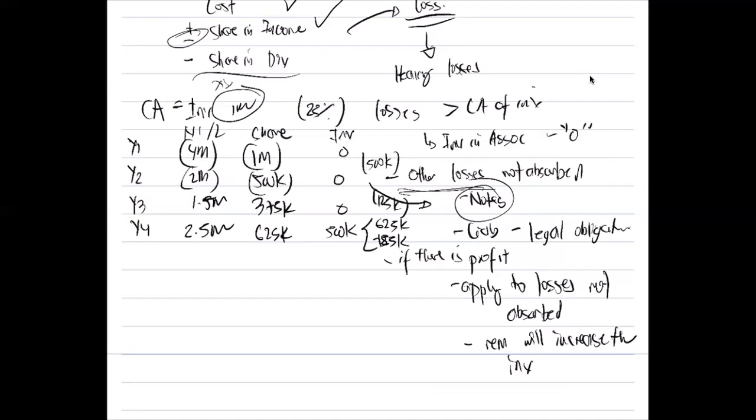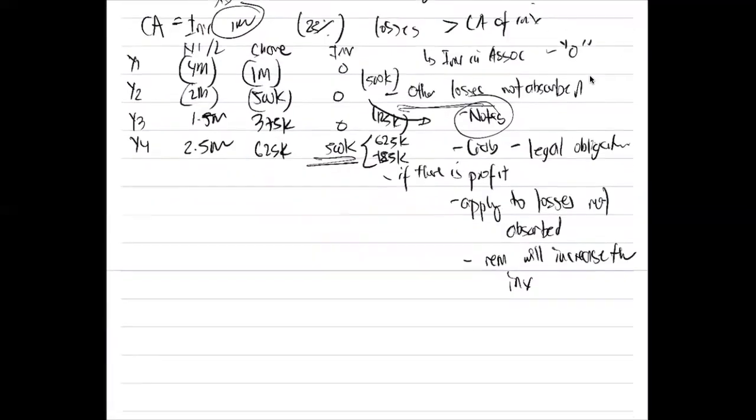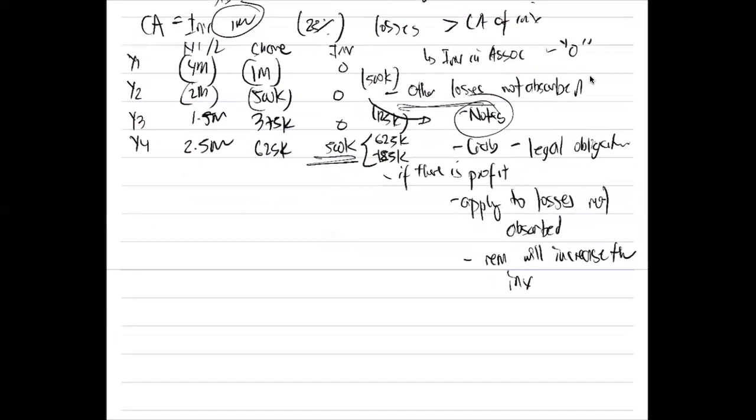There is a remainder of 500,000. It will increase already the investment. Okay, so that is the treatment for heavy losses. Now we talk about the last item in your formula.